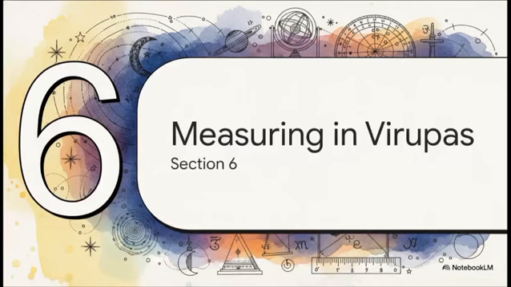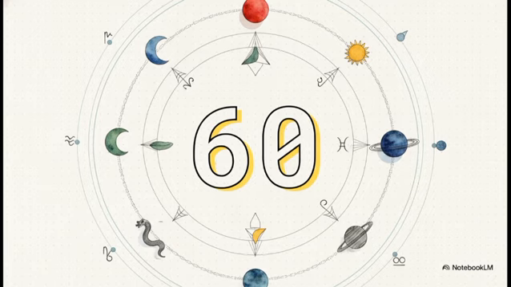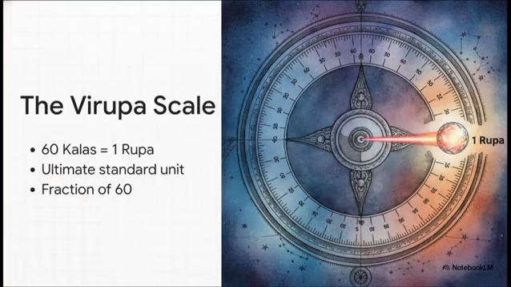Section 6. Measuring strength in Virupas. So we've done all this math. We've added, we've subtracted, we've super added, but what is our final unit of measurement? The magic number is 60. Throughout chapter 27, and honestly, whenever we calculate planetary strengths in this text, the target unit is always 60. Let's look at how the Virupa scale brings this all together. The text uses this term Virupa, which denotes Shashtiamsas or Kalas. 60 of these specific units make exactly 1 rupa. The Virupa is the absolute standard unit for planetary aspectual strength.